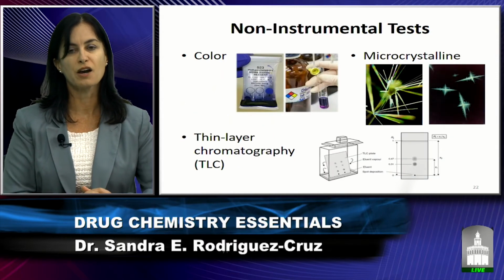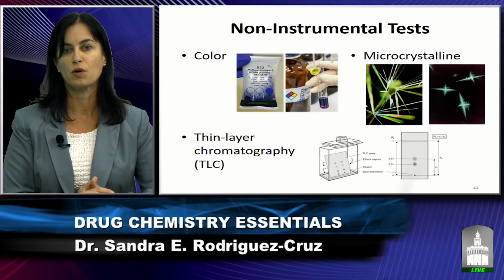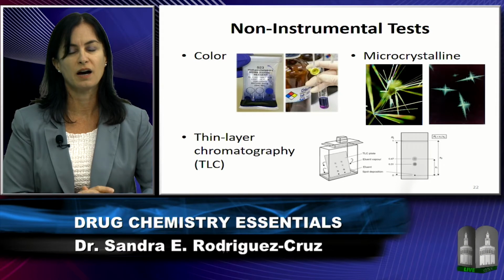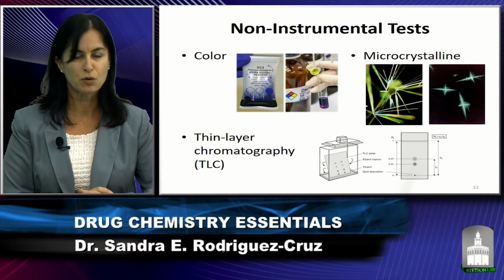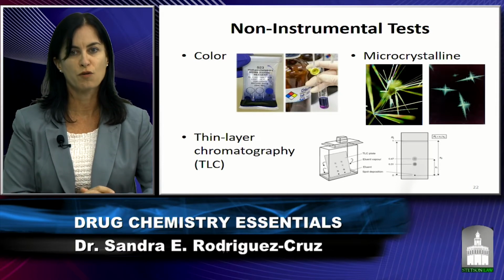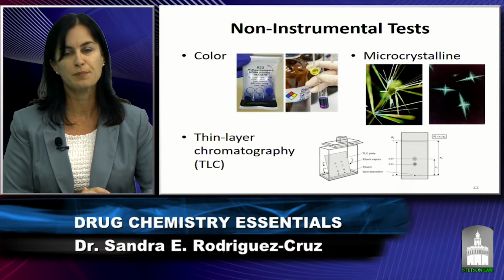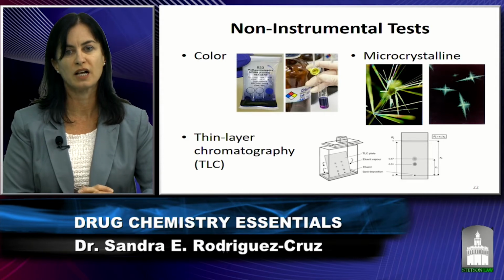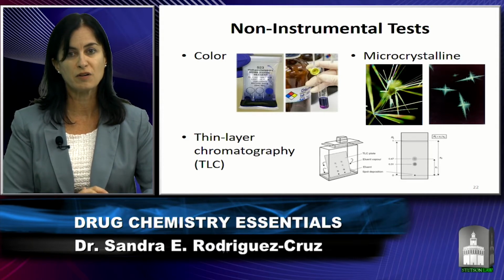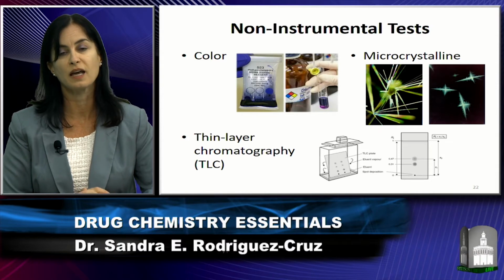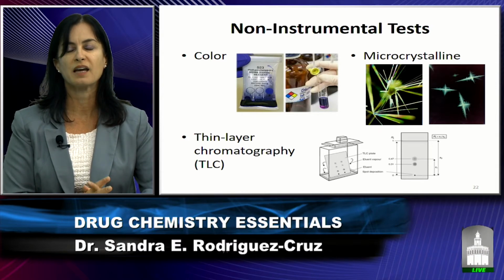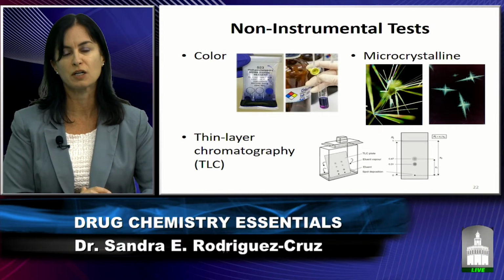Non-instrumental tests: a lot of these tests have been available for many, many years. Color tests are used not only in the laboratory, but also by law enforcement officers. Microcrystalline tests are still used in many laboratories. Some of these tests have been around for decades, but some of them are very specific and quite reliable for the identification of some particular compounds.